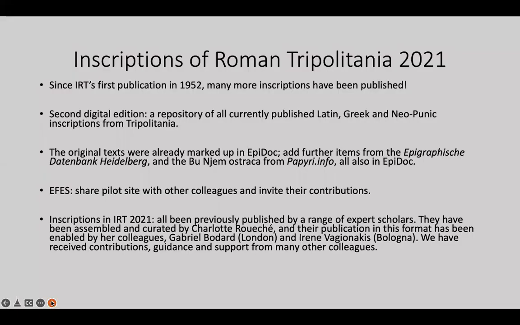The development of EFES inspired a further step, and this was the idea to republish and enhance the inscriptions of Roman Tripolitania so that it could exist as a repository of all currently published Latin, Greek, and Neopunic inscriptions from Tripolitania. Many more inscriptions have been published since 1952, and their texts were already marked up in Epidoc for the most part.